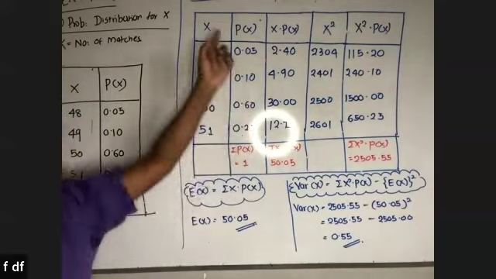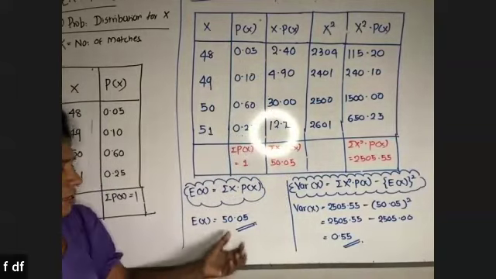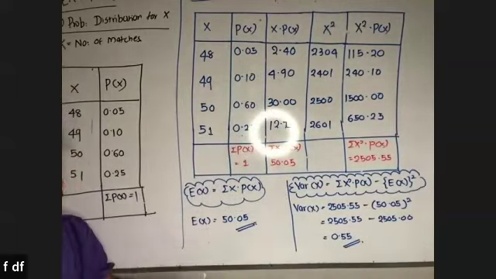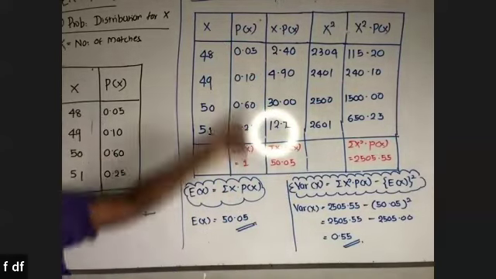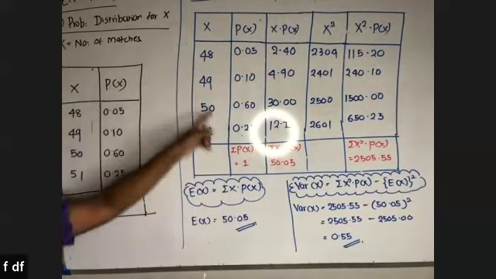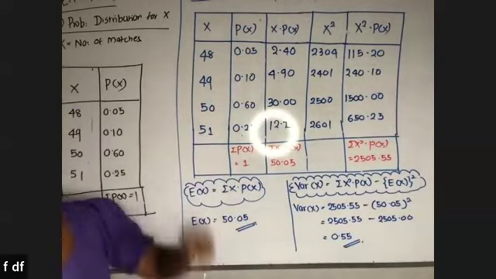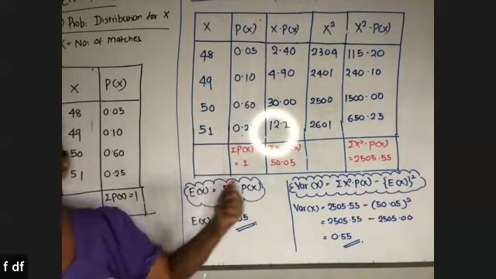50. According to this survey that has been given, what is the mean of the distribution? The mean of the distribution is not 50, it is 50.05. Why? Because of this. The number of matches is not exactly 50 in each and every box. Not every box has exactly 50.